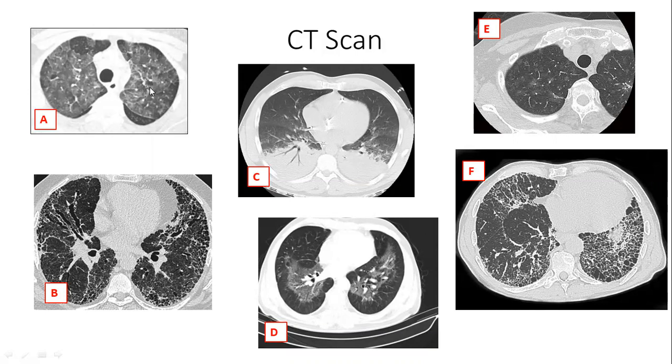Okay, so we have ground glass with mosaic attenuation. We have consolidation, honeycombing. What else? What else? What else? What's happening here? Is this consolidation, ground glass, something else?